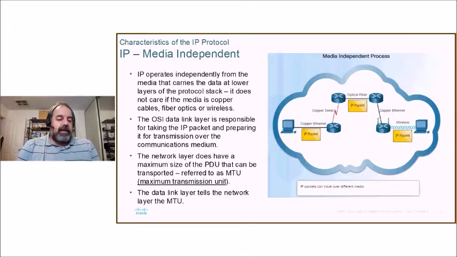The OSI data link layer is responsible for taking that IP packet and preparing it for transmission. Network layer does have a maximum size of PDU, and that can be referred to as the maximum transmission unit, or MTU. Data link layer tells the network layer the MTU.